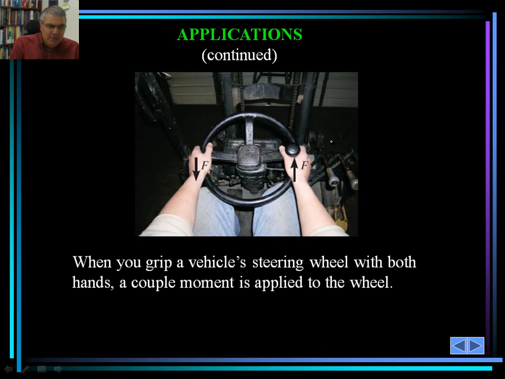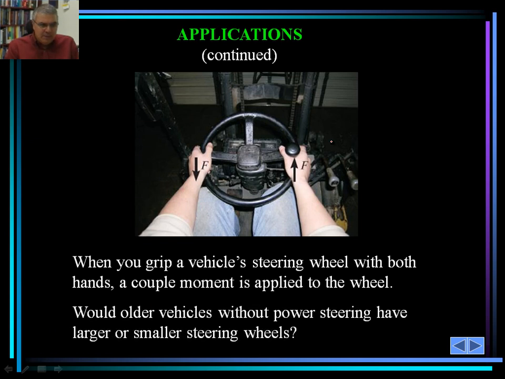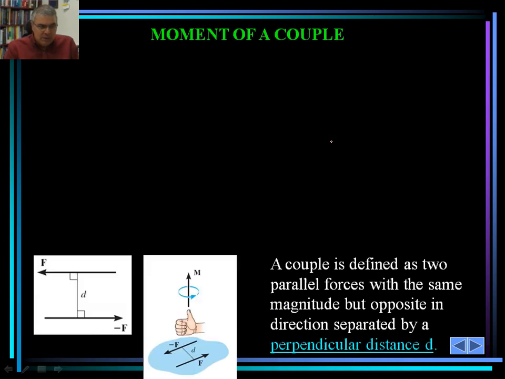Another example, again, could be a steering wheel. This is a lift truck. When you grip a vehicle's steering wheel with both hands, a couple moment is applied to the wheel. They are acting roughly in the same magnitude, but in opposite direction along the same line of action. Would older vehicles without power steering have larger or smaller steering wheels? They have larger steering wheels.